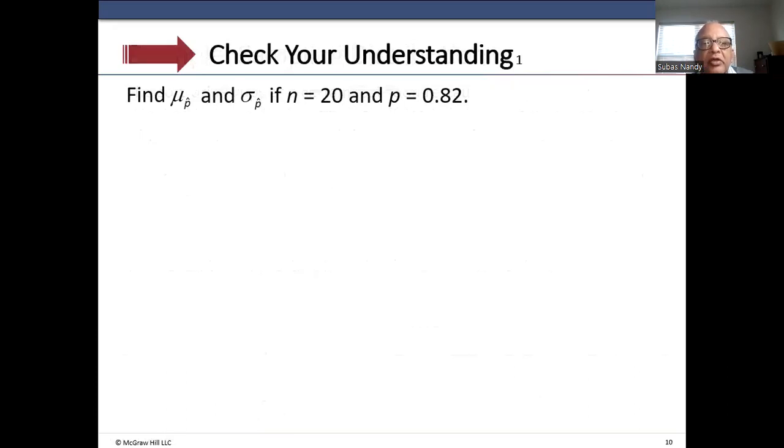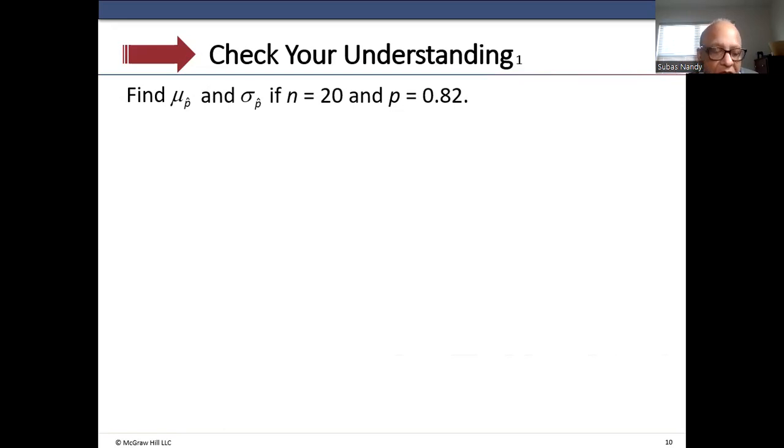Here is a problem. Calculate mu p hat and sigma p hat if n equal to 20 and p equal to 0.82. Now we know mu p hat is equal to p, equal to 0.82. How about sigma p hat?